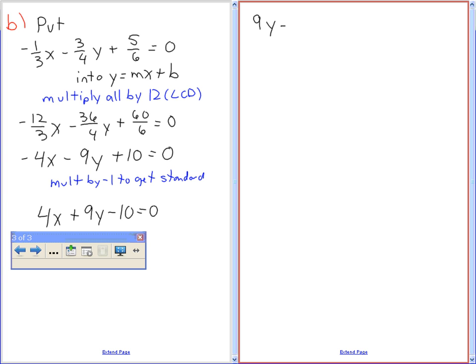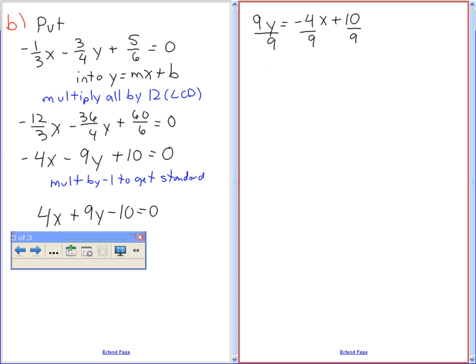Careful, that's because the 4 is going to change to -4. All right, final step. I have 9y. I just want to get y. What do I do? Divide by 9. Okay, so it's going to be divided by 9, divided by 9.